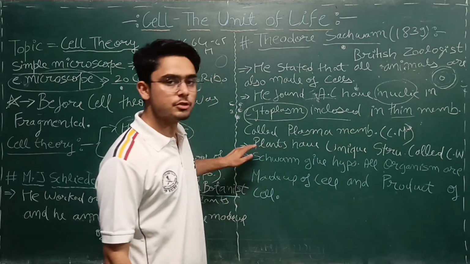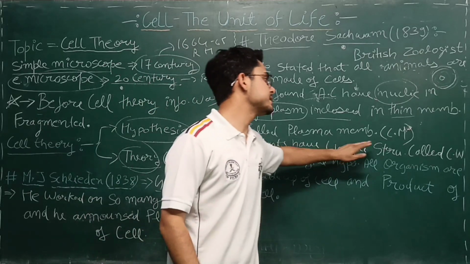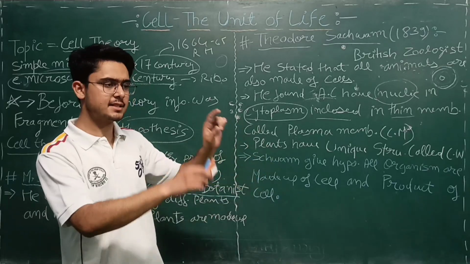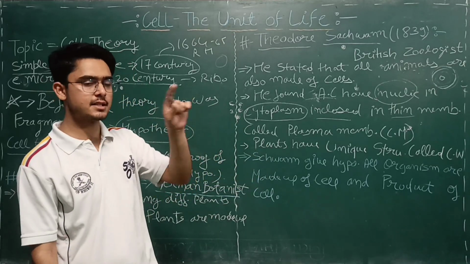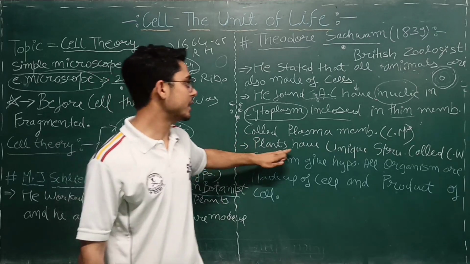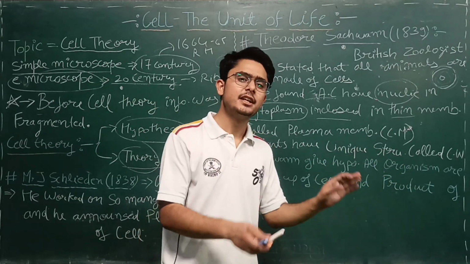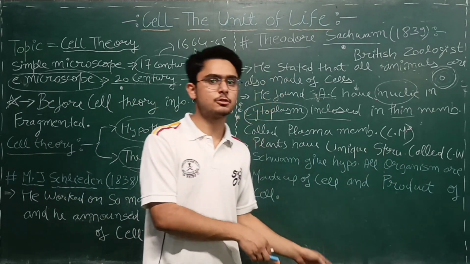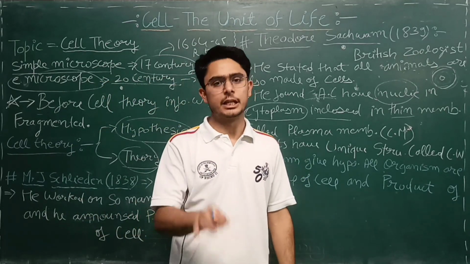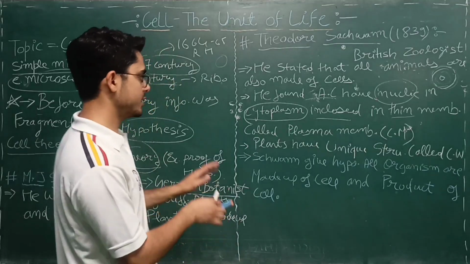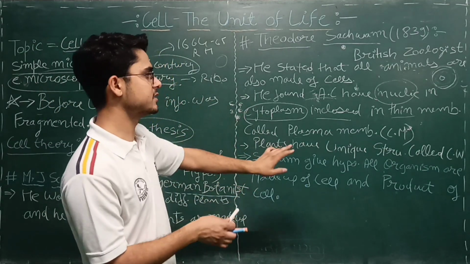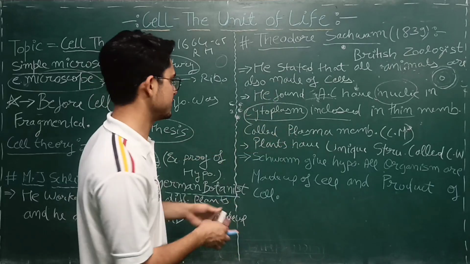So then he also stated plants have a unique structure called cell wall. Swan also worked on plants, and he saw that there is another layer upon the cell membrane. It is the cell wall. Why does he say it's a unique structure? Because cell wall differentiates between the animal cell and plant cell. Even bacteria also have cell wall. So it's a differentiation, you can say. He just recognized that there is a difference of cell wall between plant and animal cell.